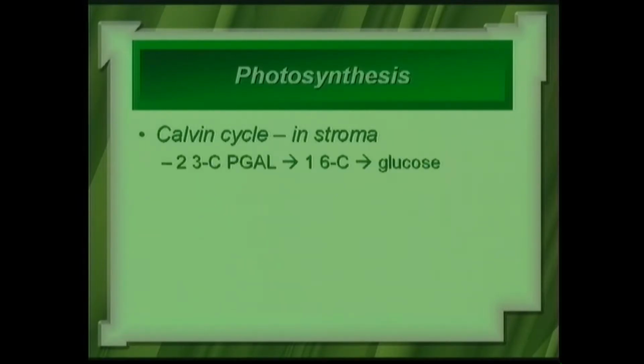All right? So what then happens is you have these 3-carbon phosphoglyceraldehyde molecules. They'll interconvert and eventually become a 6-carbon compound, and eventually, after further chemical reactions, you'll have glucose, or a monosaccharide. Generally, when we talk about photosynthesis, we usually say the ending product is glucose.